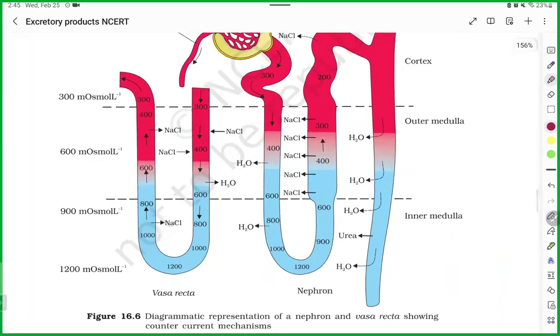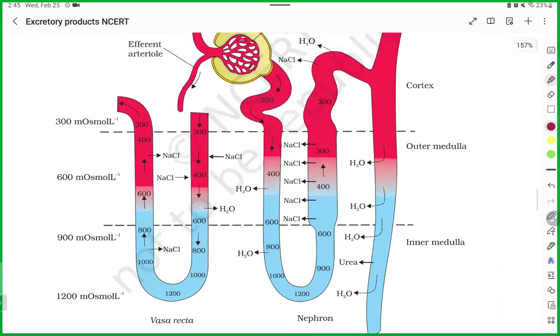If you look at the upper part of the diagram, at the PCT, it is 300. If you see downward at the tip of the loop of Henle, 1200. Again, it will go back and become 200. So what is happening? When it is coming from the cortex to the inner medulla, concentration is increasing, osmolarity is increasing. That is very important. What is the benefit? When you increase osmolarity, when you are increasing concentration, you are saving water and electrolytes.